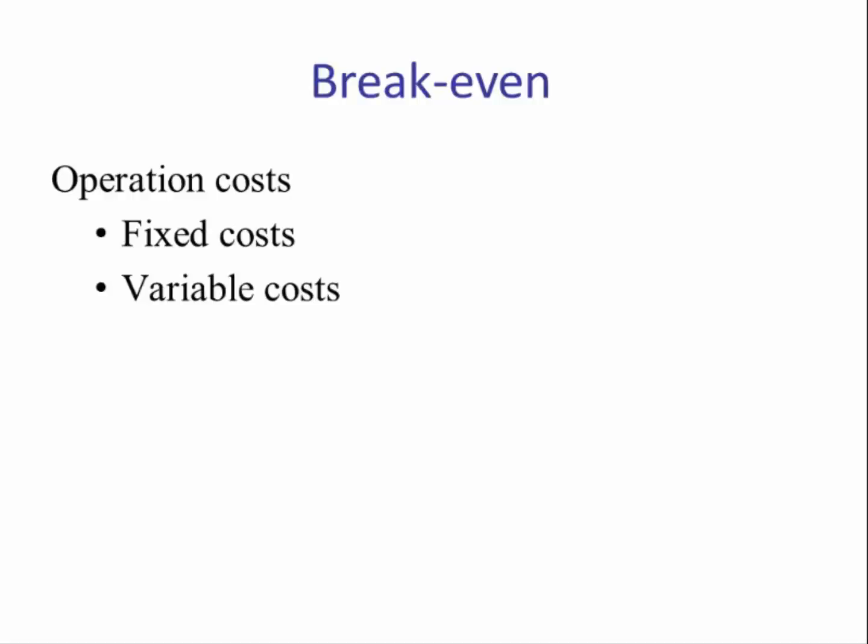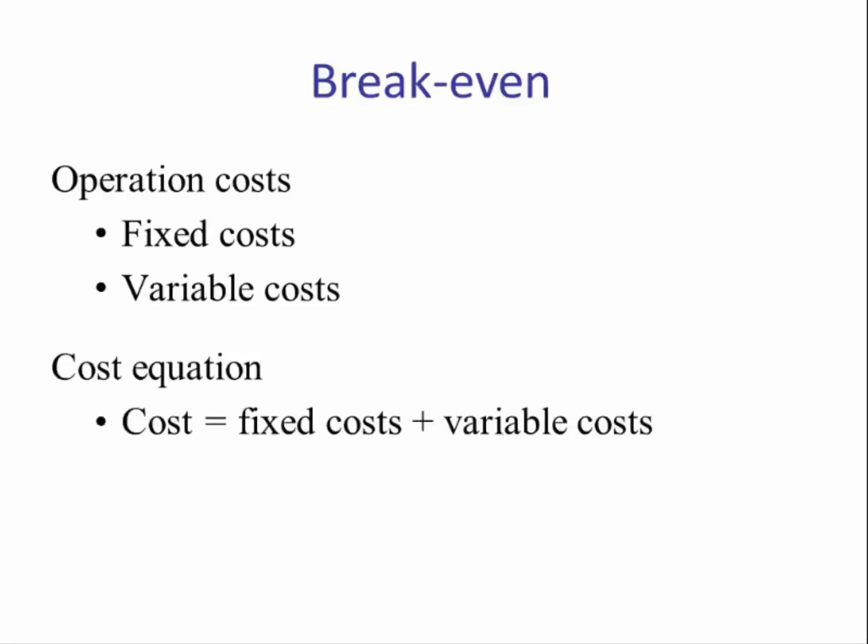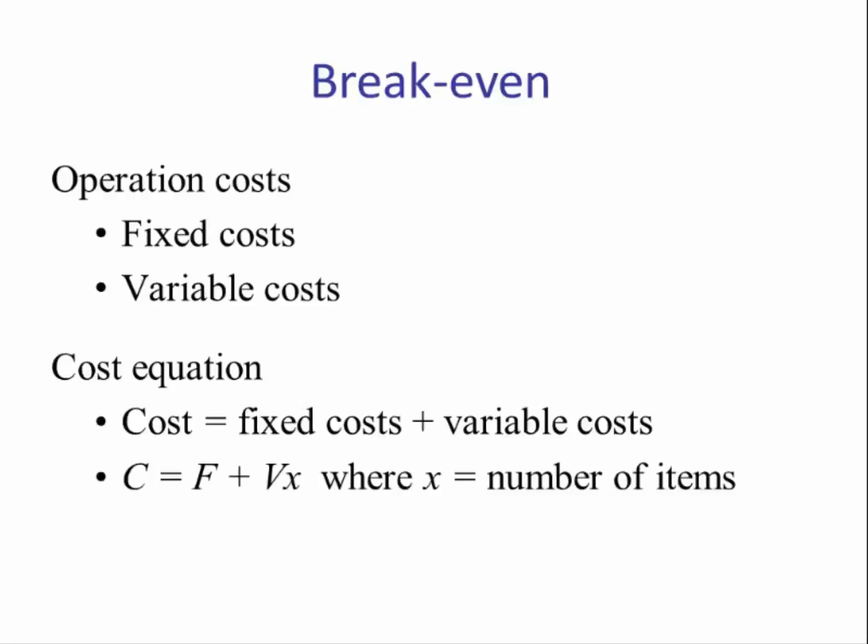It could vary. So the cost equation can be thought of as: cost equals the amount of fixed costs plus the amount of variable costs. If we use symbols, we could state C equals F, which is short for fixed costs, plus V times X, where V is the variable cost and X is the number of items.